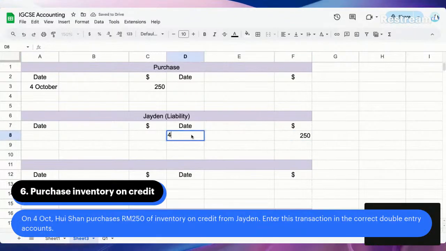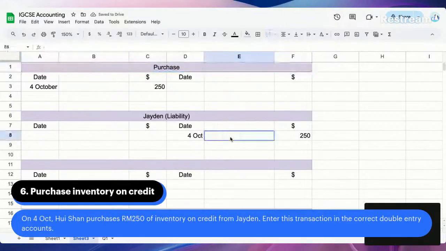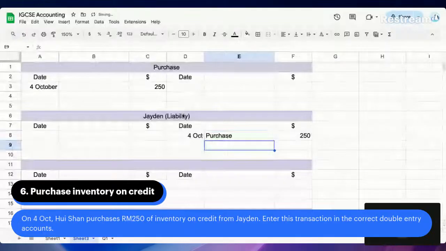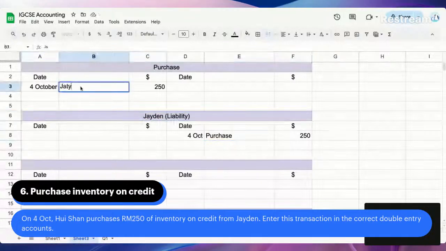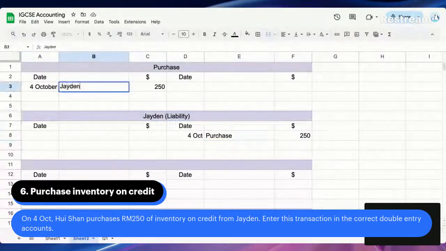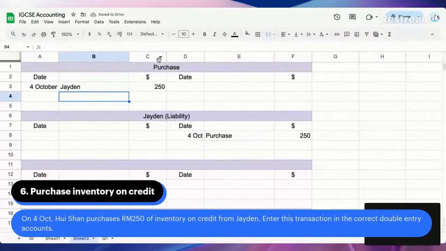And the date is 4th of October. Okay, what to write here? Because here is purchase, right? So you put purchase here. And then for here, the description you haven't filled in yet, so it's Jaden. So this is the answer for this particular exercise, number 6.